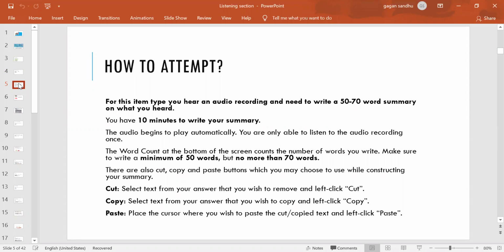So when the lecture is finished, after that, the 10-minute timer will start, right? So you have to write 50 to 70 words for this. 50 to 70 words.